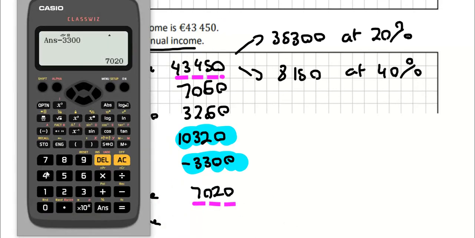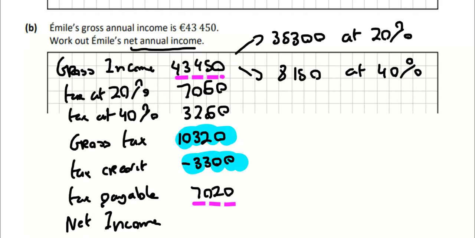the answer for how much money we bring home, which is quite realistic. 36,430. Okay, and we're good to go. Okay, so that's only part B.